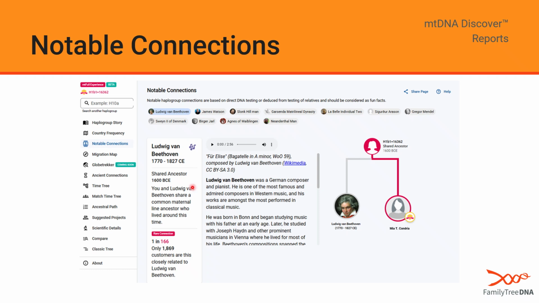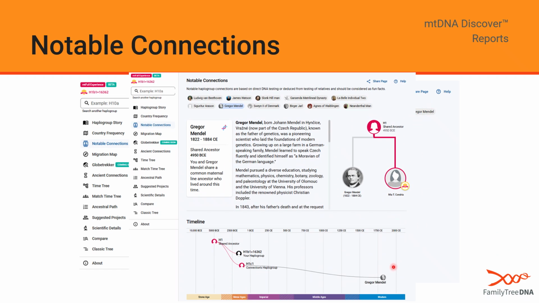So you can see here that you have living people. You also have Gregor Mendel. He could perhaps be one of your connections. He's considered to be the father of modern genetics. He was the first one to really determine a lot of the ways that DNA is inherited. And you can see down here that this includes a timeline as well.